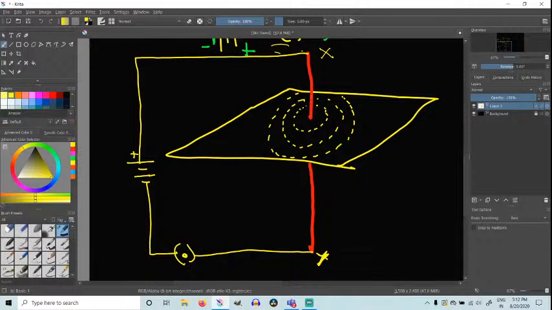Got it? Now I know that the field lines are circular, but what is their direction? Are they anticlockwise, going from there to here, or clockwise, going like this? I don't know the direction. So how do I find the direction?